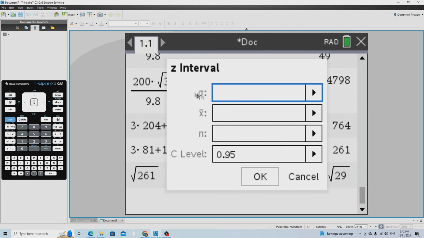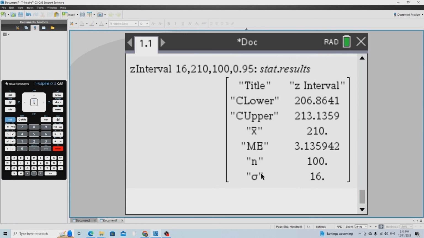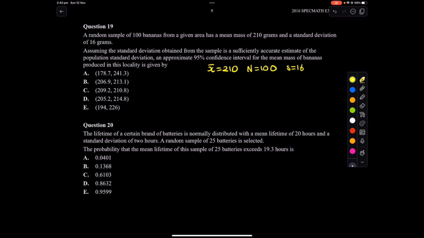Again, this is your standard deviation, which in this case is 16, your sample mean, which is 210, your n value is 100, and we want the 95% confidence. Control Enter, and we get your C lower and your C upper, which, from having a look at these, B looks right.